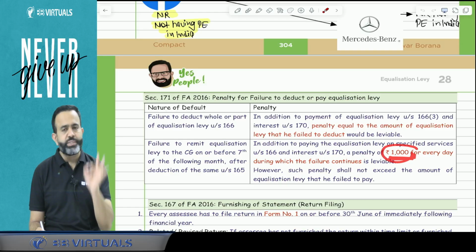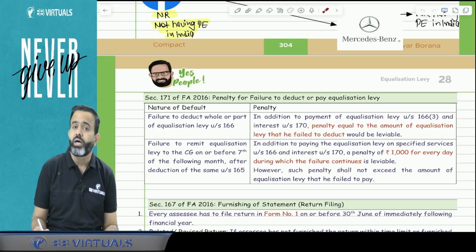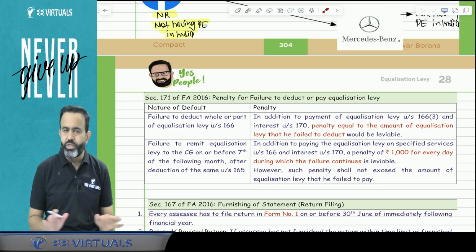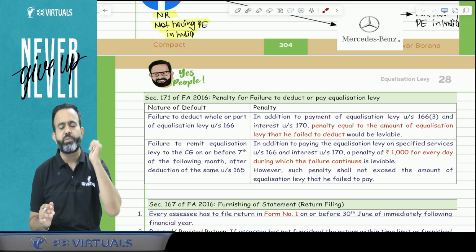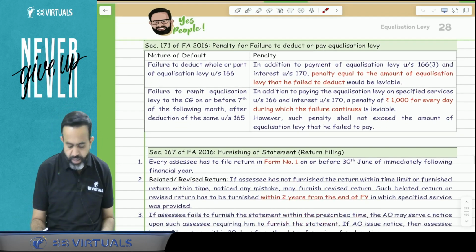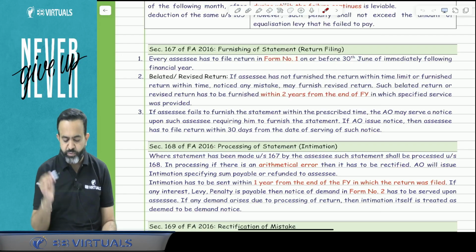There is a 1,000 rupees everyday penalty also, but guys, this penalty cannot be more than the total amount of the equalization levy. So whatever the total amount of the equalization levy, that penalty cannot be more than 100% of the equalization levy.